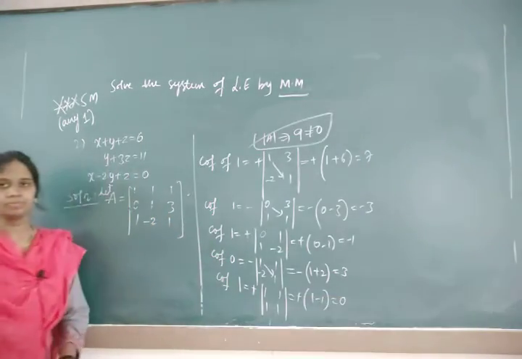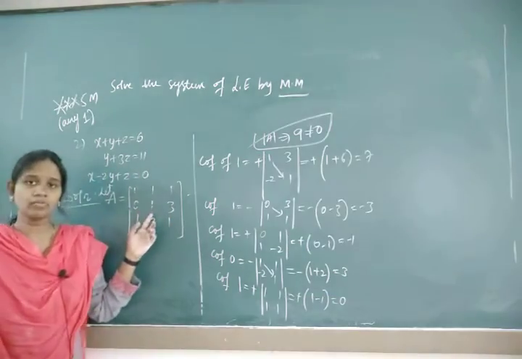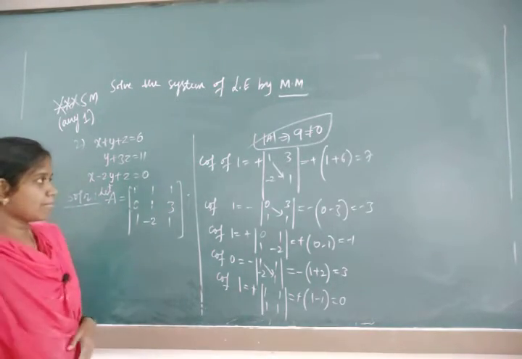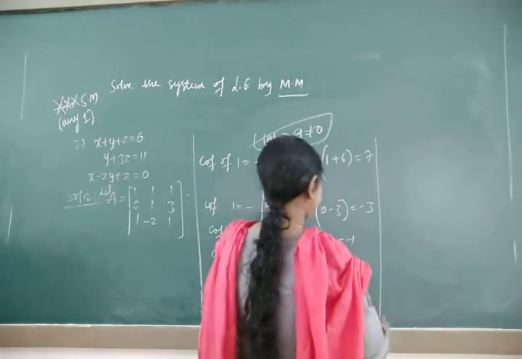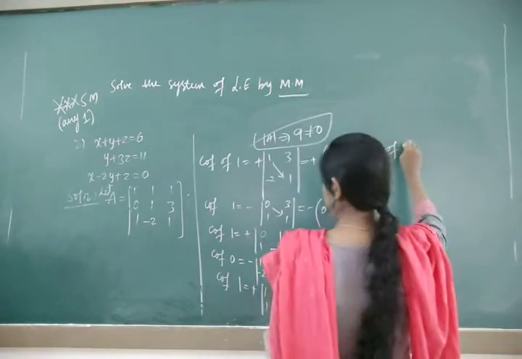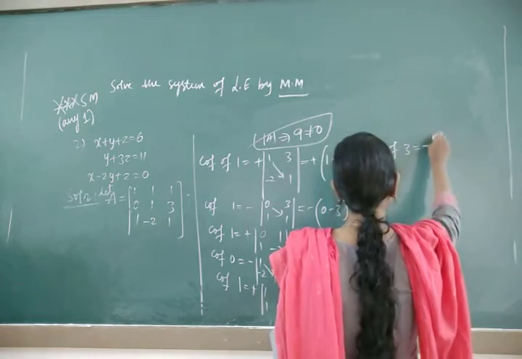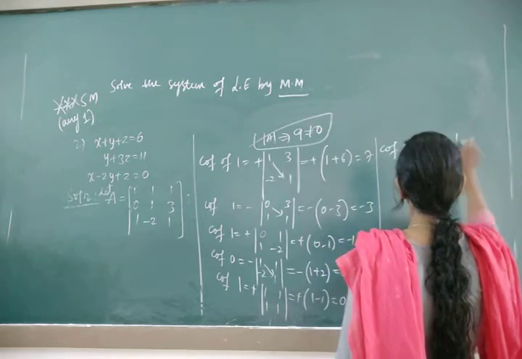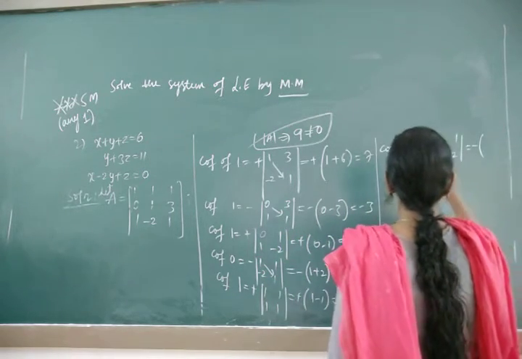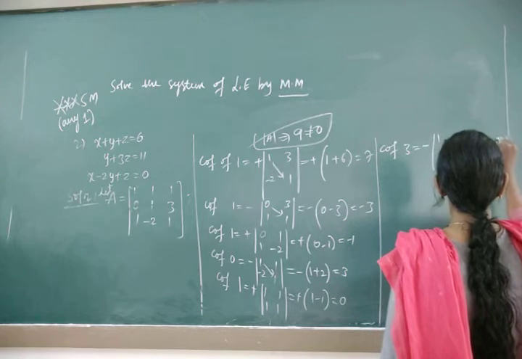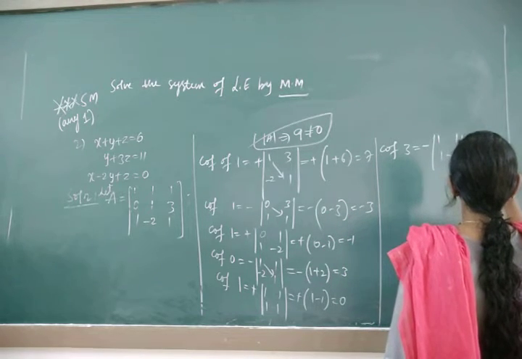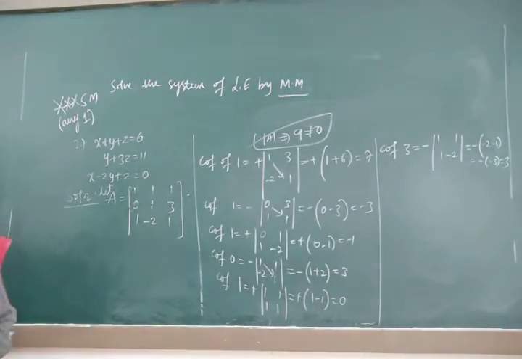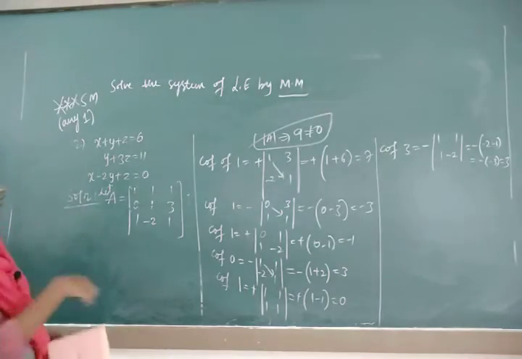It's a 0. Now what we will do? Cofactor of 3. Cofactor of 3 means deleting second row but third column. Sign will be minus, it will remain as 1 1 1 minus 2. On expansion, minus of minus 2 minus 1. Answer will be minus of minus 3, which is equal to plus 3. Check it out.